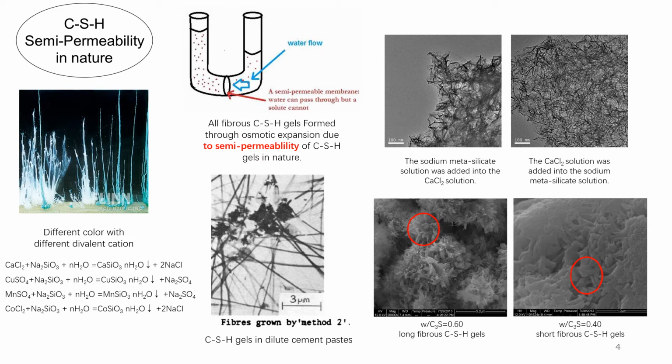From the very famous silicate garden experiments, and also in the dilute cement paste, in the chemically synthesized CSH gel experiment, and also in the C3S paste, we will find the CSH gels in these cases all showed fibrous morphology. All these fibrous CSH gels are believed to form through osmotic expansion due to the semi-permeability of CSH gels in nature, especially for the silicate garden formation.